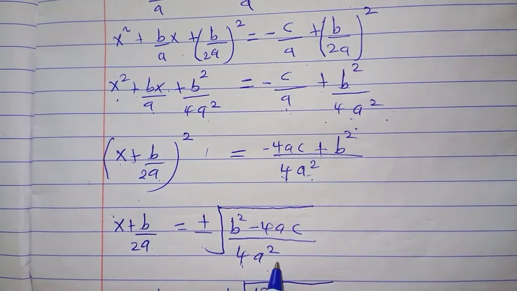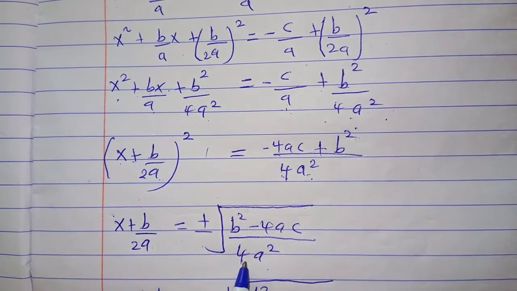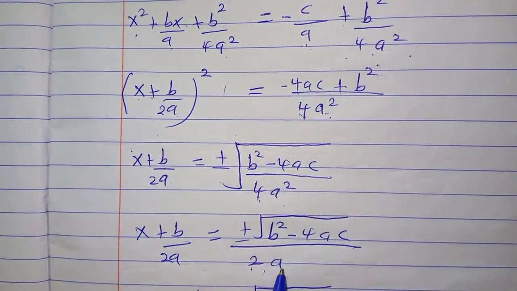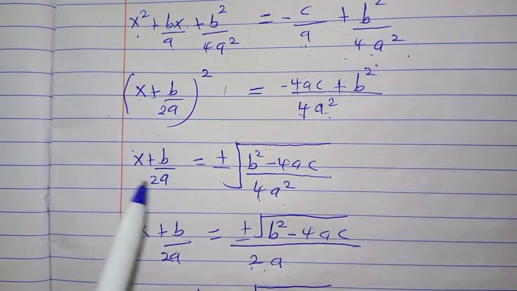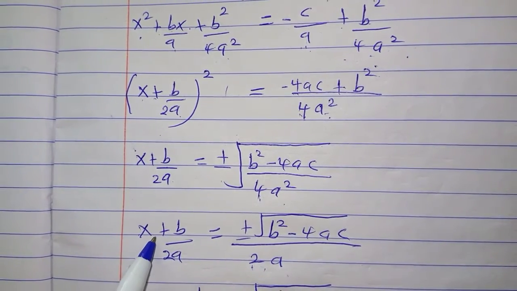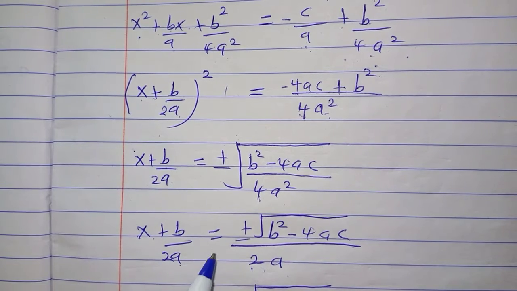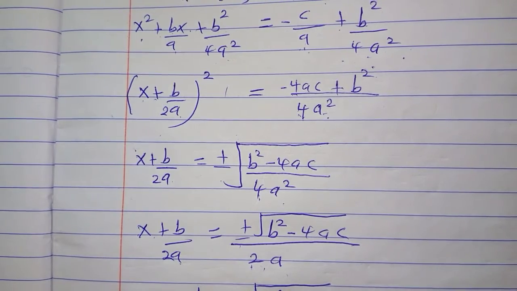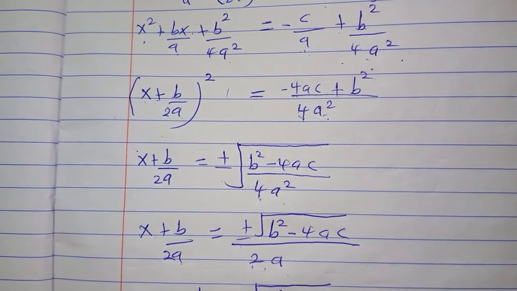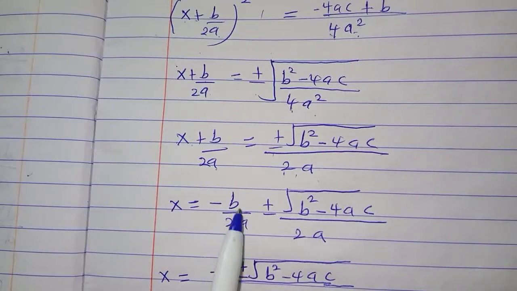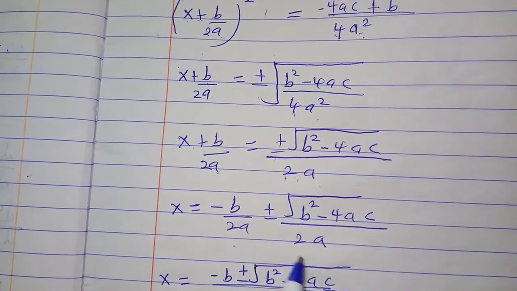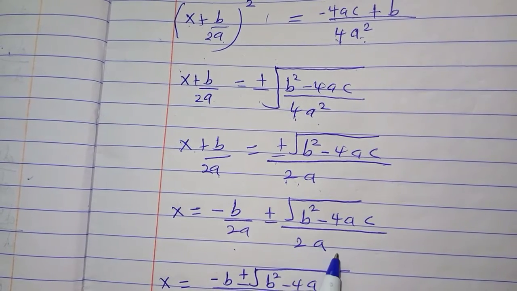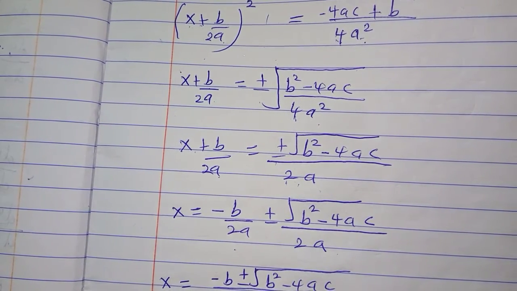Now, 4a squared is a perfect square, so we can take the square root: the square root of 4 is 2, and the square root of a squared is a. On the other side, when we take the square root, we shall be left with x plus b over 2a, equal to plus or minus that. Then we take b over 2a to the other side, so we have x equals minus b divided by 2a plus or minus the square root of b squared minus 4ac divided by 2a.